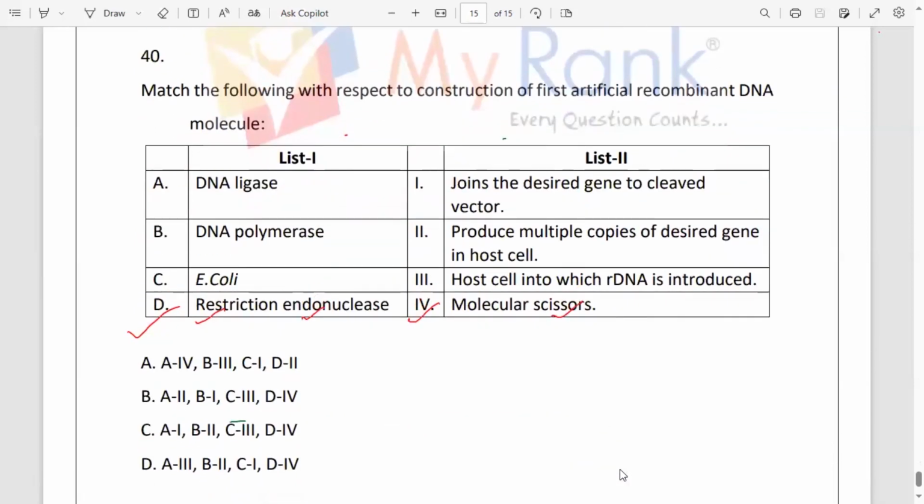Next one: match the following in the construction of the first recombinant DNA molecule. DNA ligase joins the desired gene to the cleaved vector. This is correct. DNA polymerase produces multiple copies of the desired gene in the host cell. This is also matching correctly. E. coli is the host cell into which rDNA is introduced. C is correct. Restriction endonuclease is called a molecular scissor. So A with 1, B with 2, C with 3, D with 4. C is the answer. So these are the answers for all the questions.